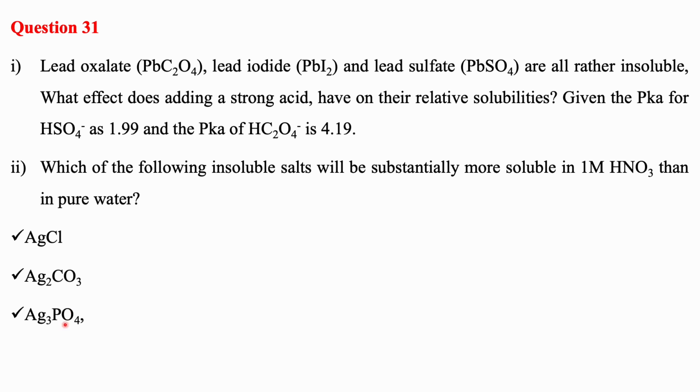That means this one and this one, they will have an effect. And what about this one? This one is coming from a strong acid, and it will be a weak conjugate base. So that means this one and this one are the ones which will be more soluble in this. This one will have no effect because it is coming from a strong acid. So let's see their answers.